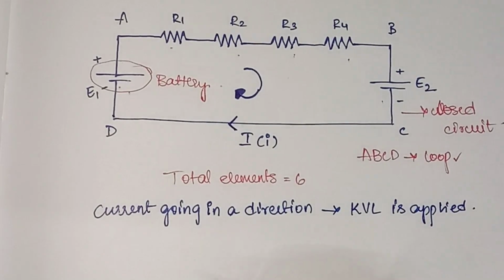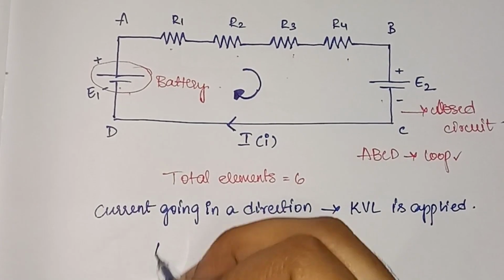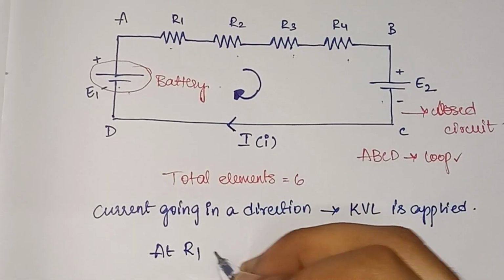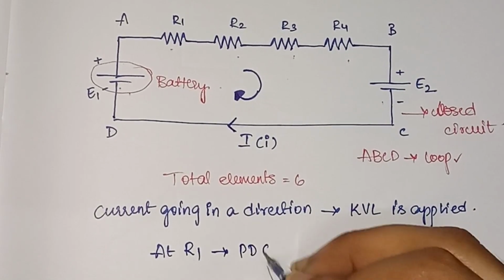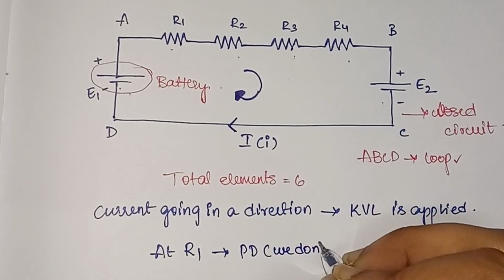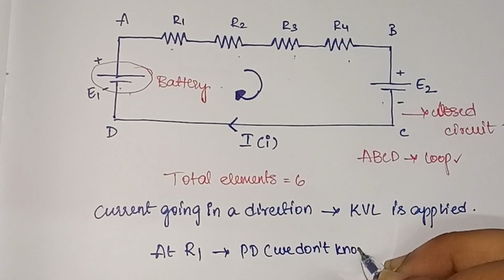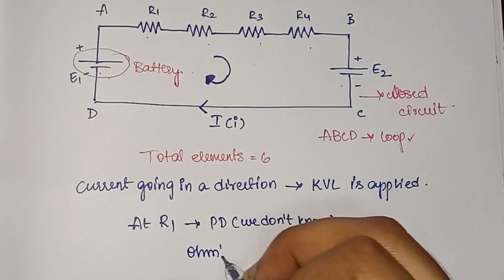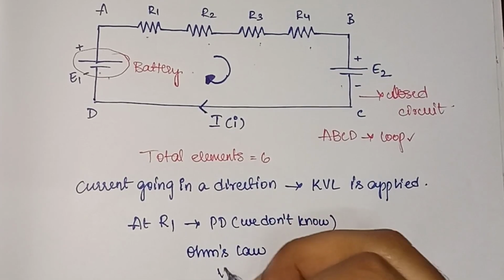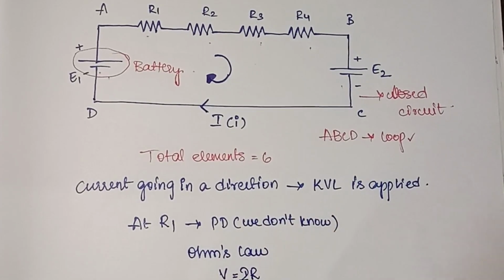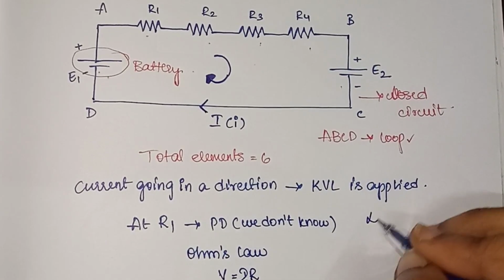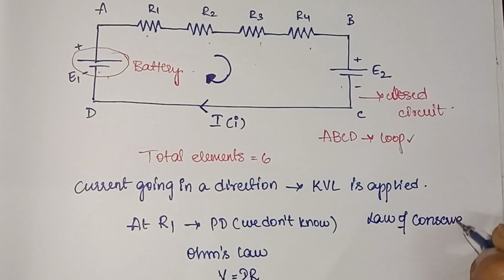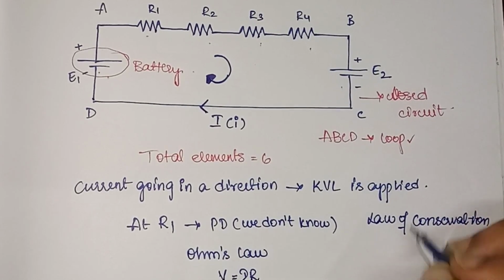Now what will happen if we take R1, so now we are at resistor 1. At resistor 1 we don't know the potential difference, because they did not give us any potential difference. So we know according to Ohm's law, V is equal to IR. This Kirchhoff's voltage law is also called the law of conservation of energy. This is also given in our intermediate syllabus.